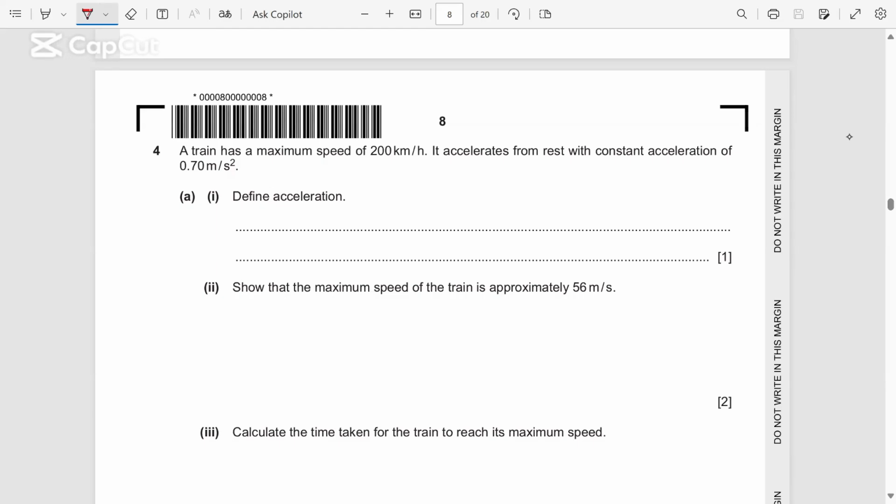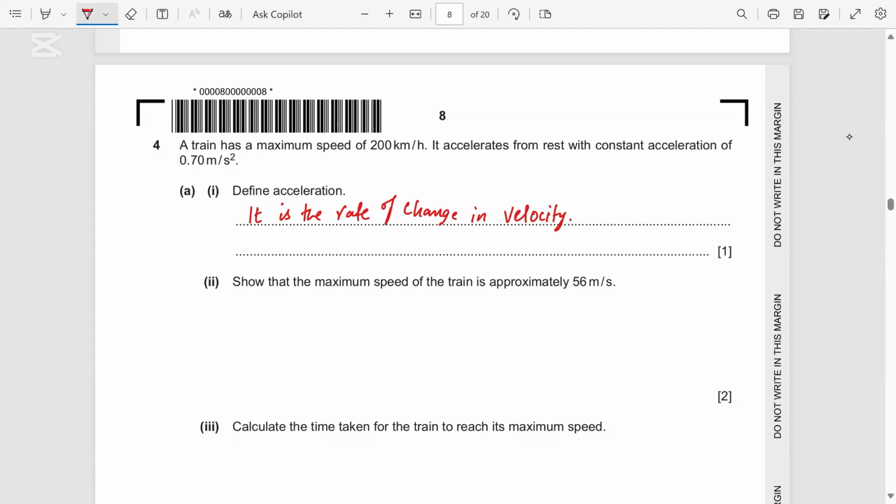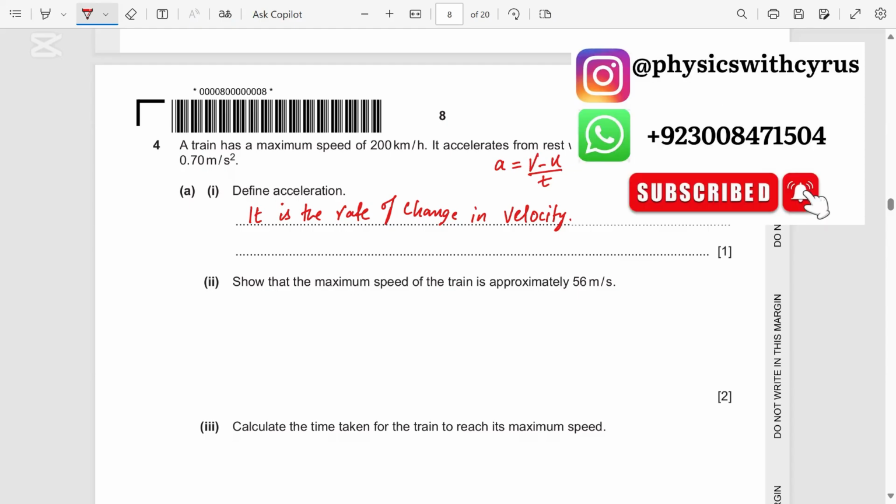Define acceleration. So what you'll write here is that it is the rate of change in velocity. Write rate of change in velocity per unit time. That is absolutely wrong. Whenever there is the concept of rate, it means that the time has been involved. So it's a equals v minus u over t. Do not write it as rate of change of velocity per unit time. That is wrong. It's simply like that.